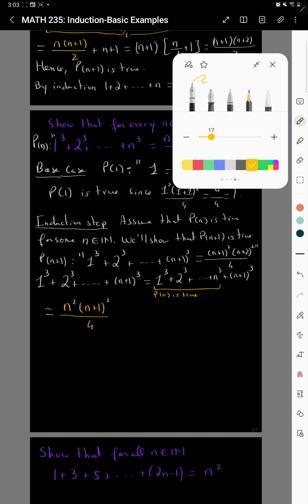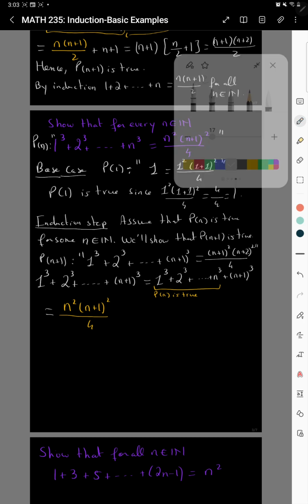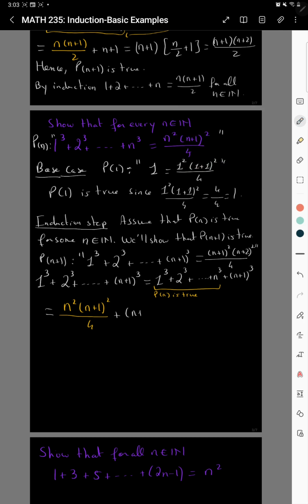Over 4 plus n plus 1 cubed. Great. Now let me factor in n plus 1 squared. This is a common factor here. N plus 1 squared. This is n squared over 4 plus n plus 1.